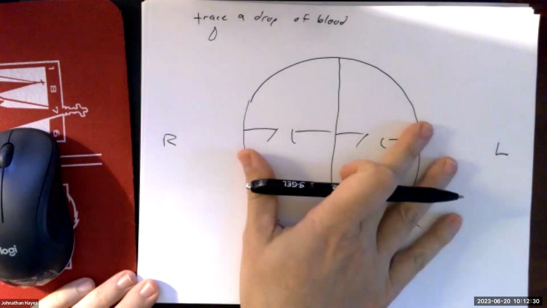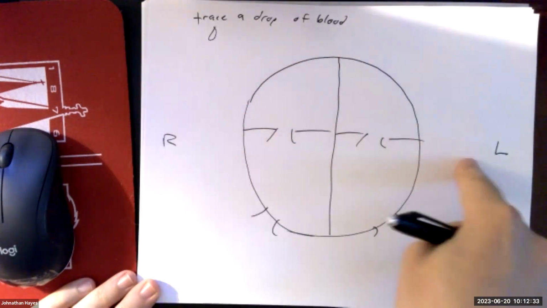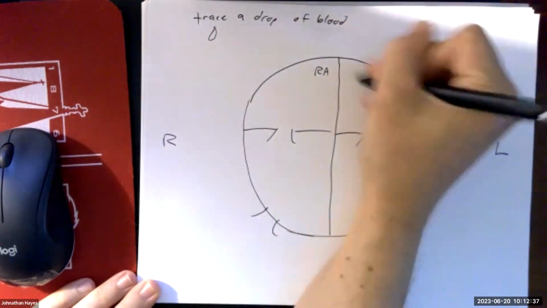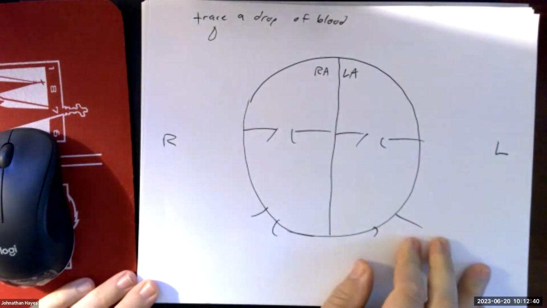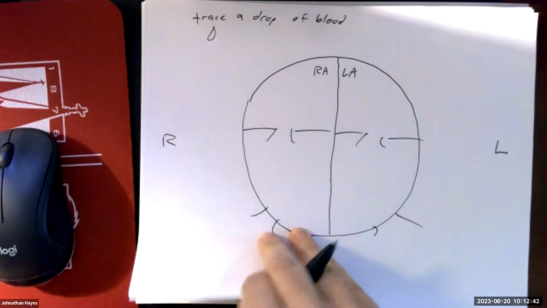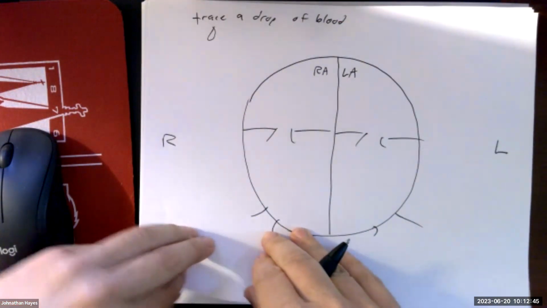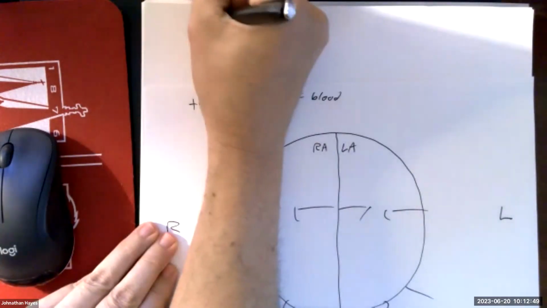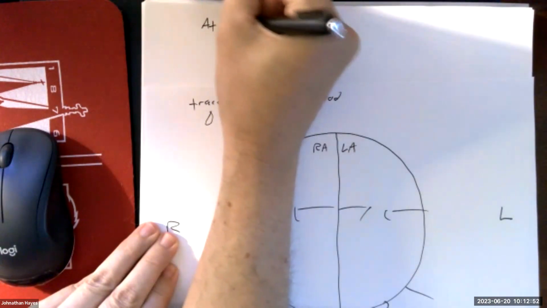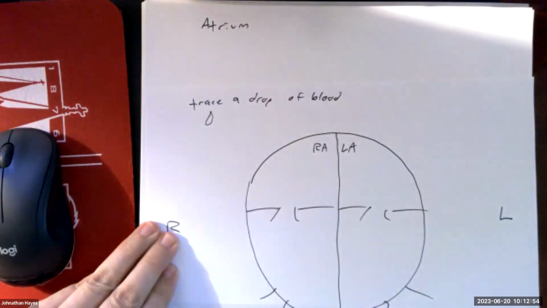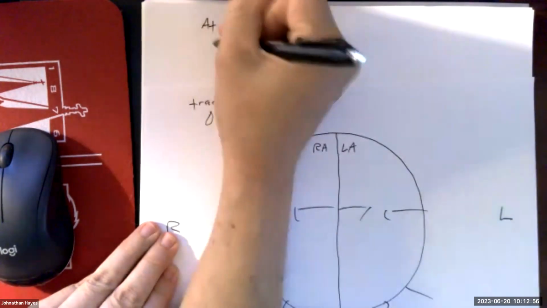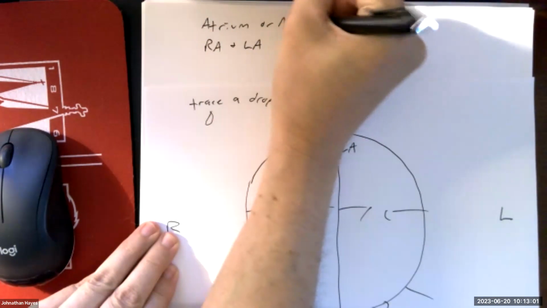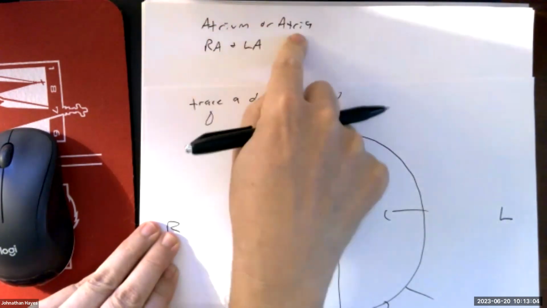So circle diagram, right side, left side, top two chambers, atria. So right atrium, left atrium. As we're drawing this, let me put some of the key terms that we're going to be using up here on this separate piece of paper, because it's going to get real messy real fast. So atrium is the A. So right atrium and left atrium. So atrium or atria, singular, plural.